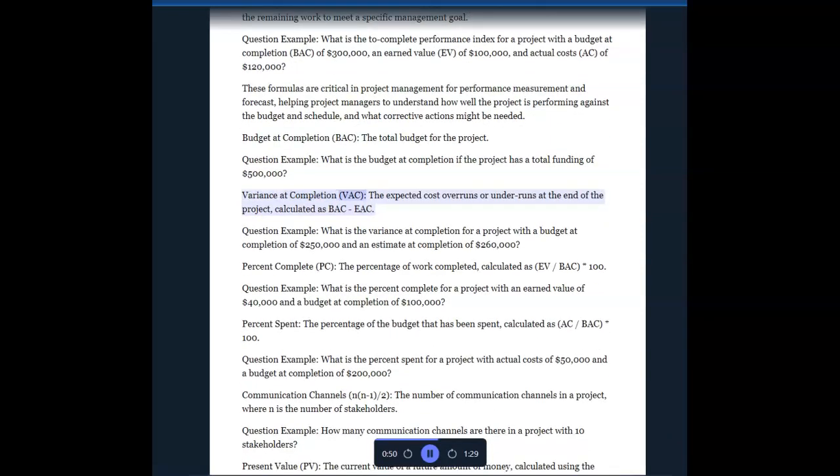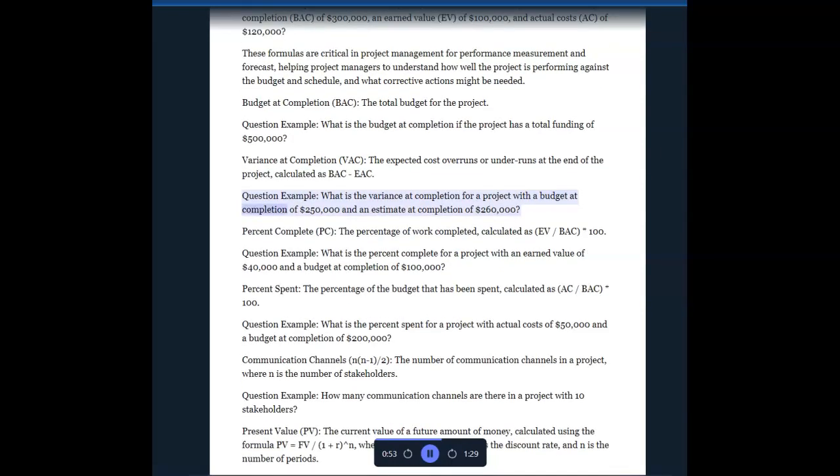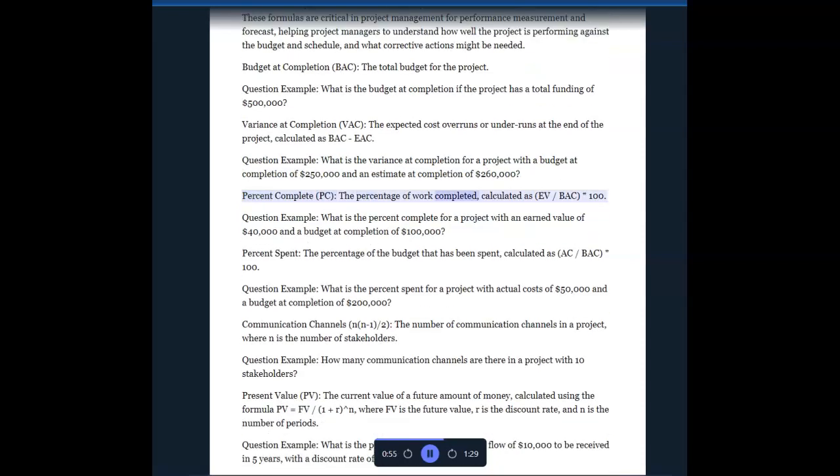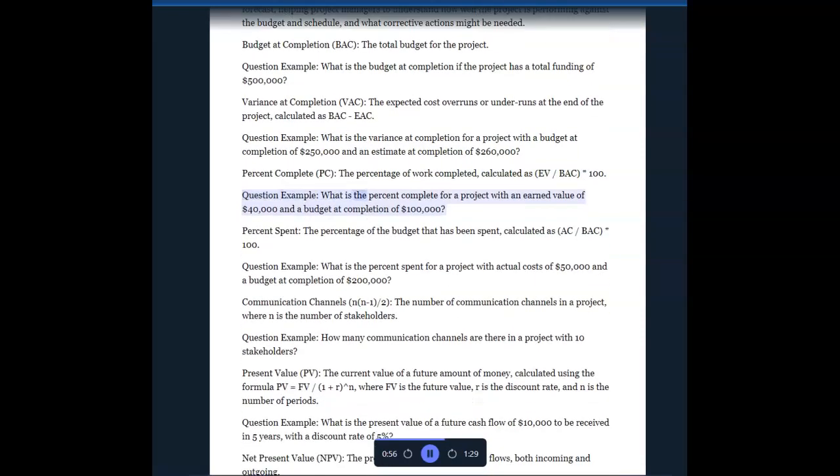Variance at completion, VAC. The expected cost overruns or underruns at the end of the project, calculated as BAC minus EAC. Question example: What is the variance at completion for a project with a budget at completion of $250,000 and an estimate at completion of $260,000? Percent complete, PC. The percentage of work completed, calculated as EV/BAC times 100. Question example: What is the percent complete for a project with an earned value of $40,000 and a budget at completion of $100,000?